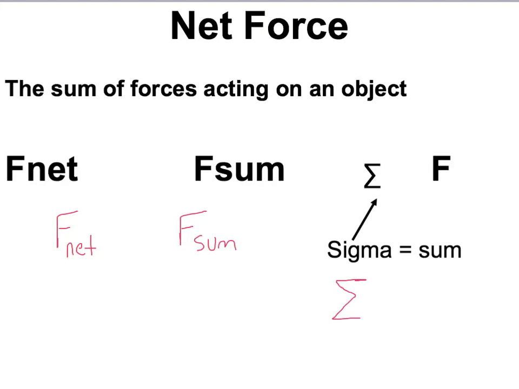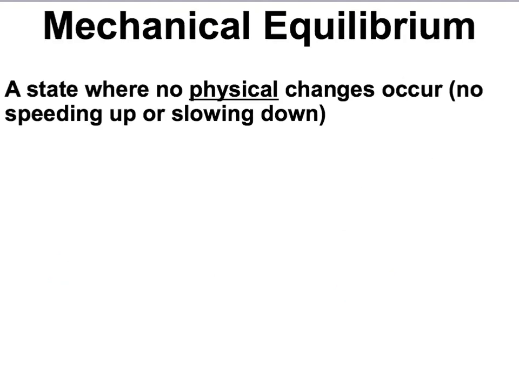It looks kind of like a letter E, and then you'd write F. Either one of these is a way to represent net force. You're probably going to run into the Greek letter sigma if you study more math or science, and it just means the sum of something. The reason we want to talk about net force is because net force is really handy to talk about objects that are in equilibrium. The first type of equilibrium that we're going to talk about is called mechanical equilibrium.